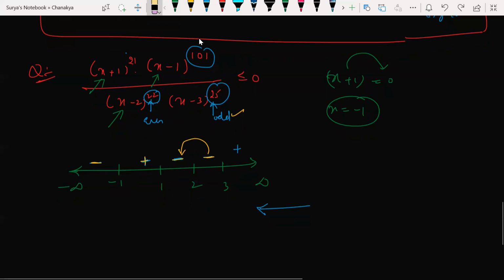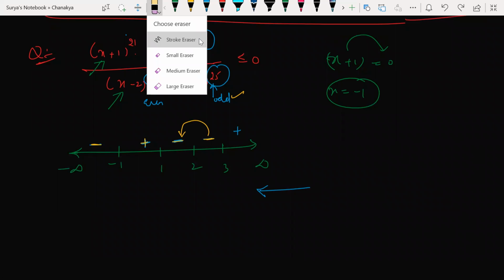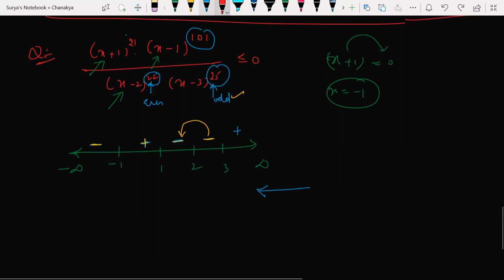Hope it is clear. Now look at this. What I need here? I need less than or equal to 0. Less than or equal to 0 is nothing but, so minus this one, this one, this one. These are the terms I need. Okay.